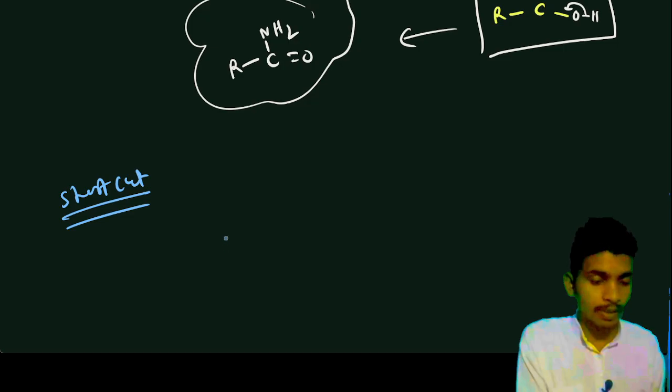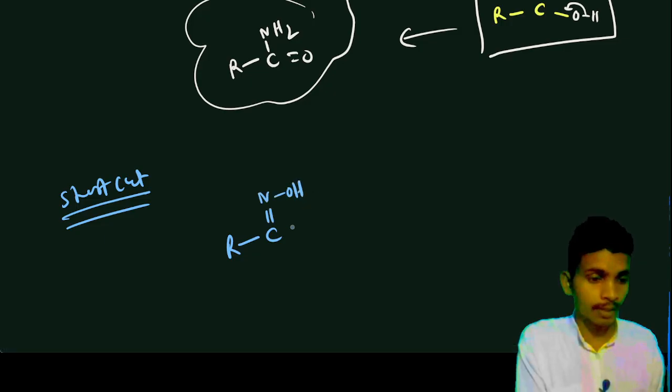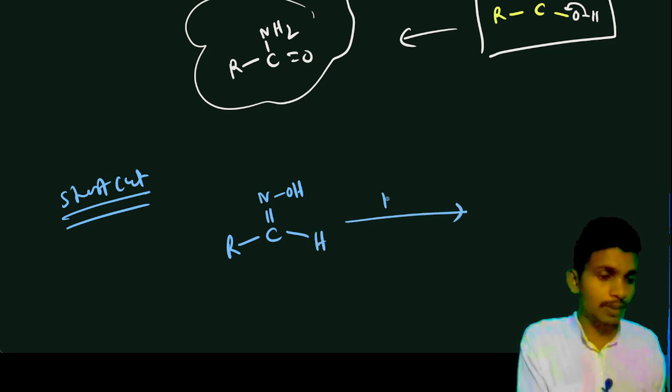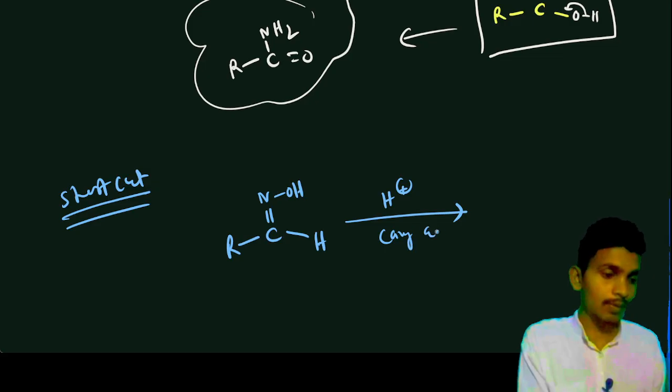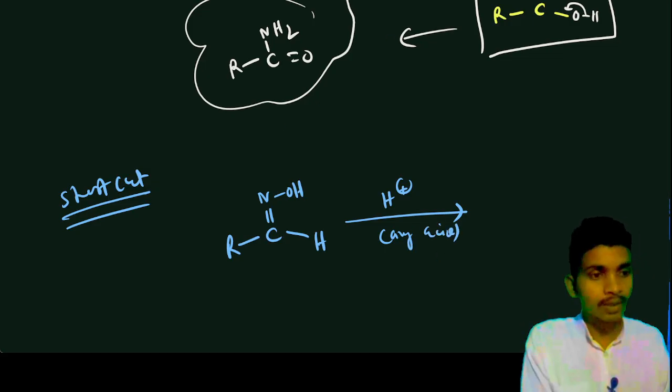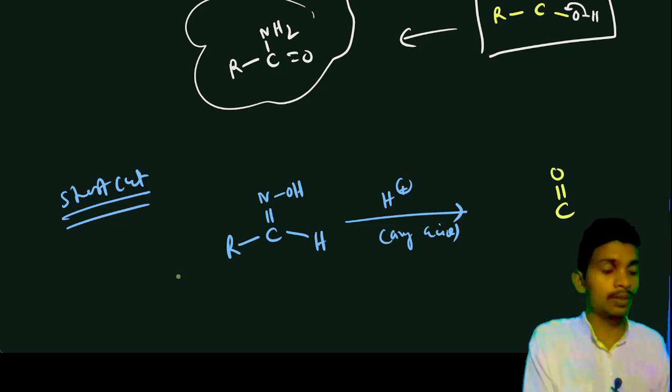Shortcut is, so that says we have that maximum times they will give that oxygen. Okay, that means this is N, and here we have that OH, and let's say here we have that hydrogen. Now if you give that H plus, okay, that is from any acids, then what will happen? Now simply what we will do is convert this C double bond N into this CO group.